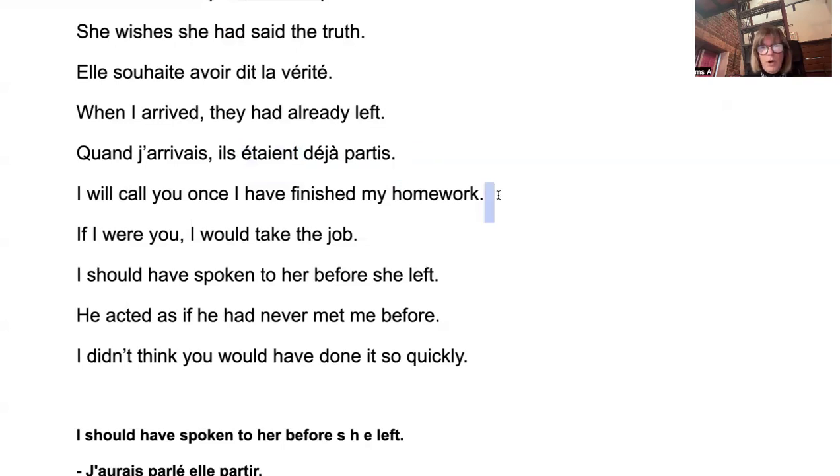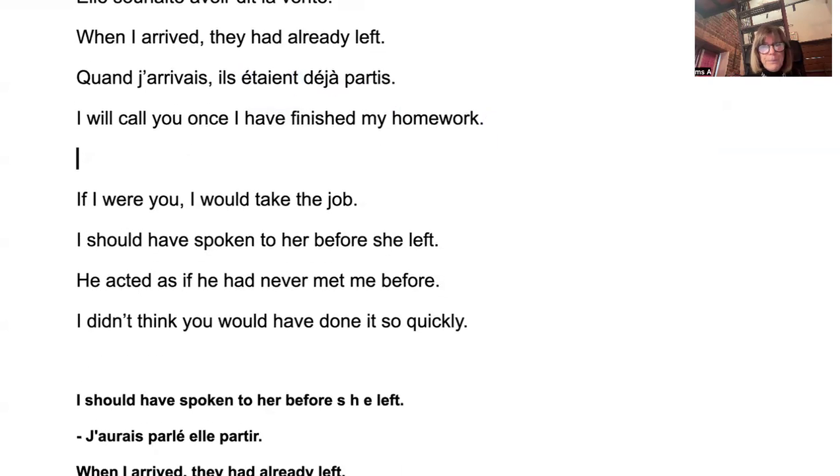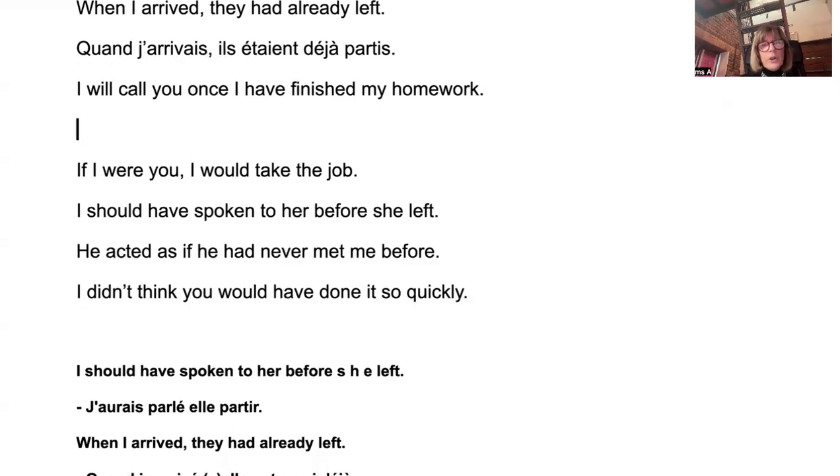Yes, wonderful sentence. Okay. I will call you once I have finished my homework. So this is the first part. I will call you. It's the future of the verb to call. To call is appeler. But in French, future and conditional are one word.